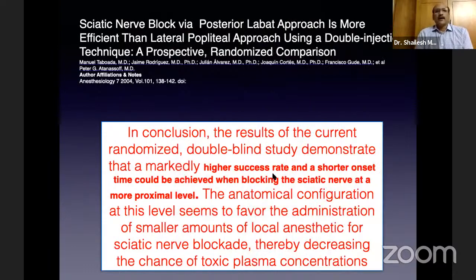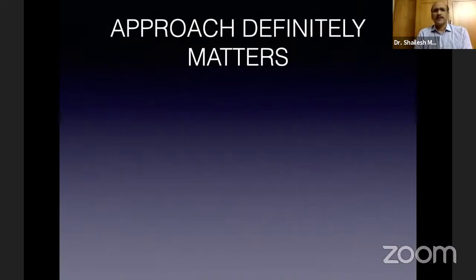Now there is one sciatic nerve block where the posterior approach is more efficient than the lateral approach. So there are multiple papers on that. What I am trying to tell you, to summarize, is that the approach definitely matters. So you have to plan, and discuss with the surgeon what surgery is going to be done, what the incision is going to be, whether he is going to require a tourniquet.